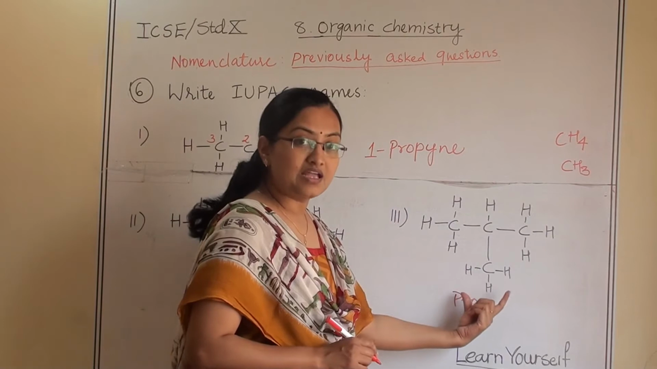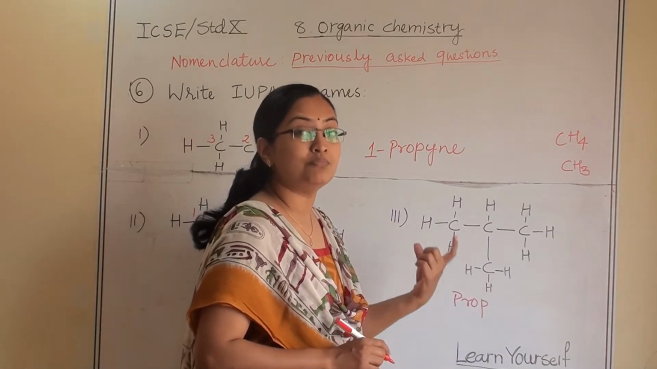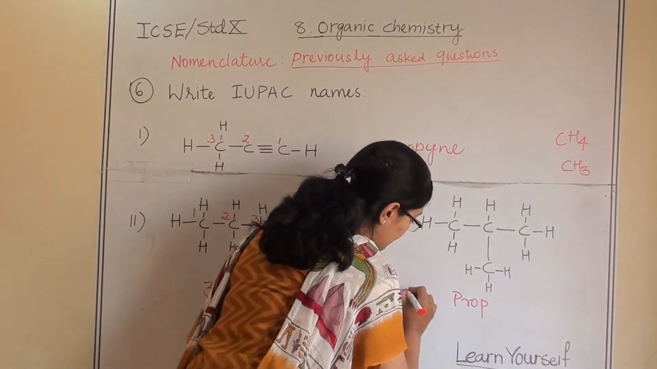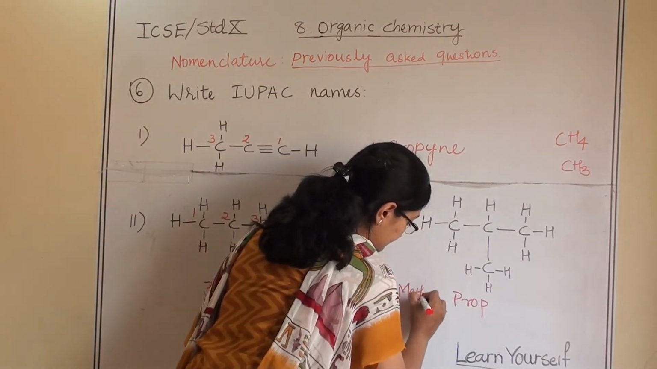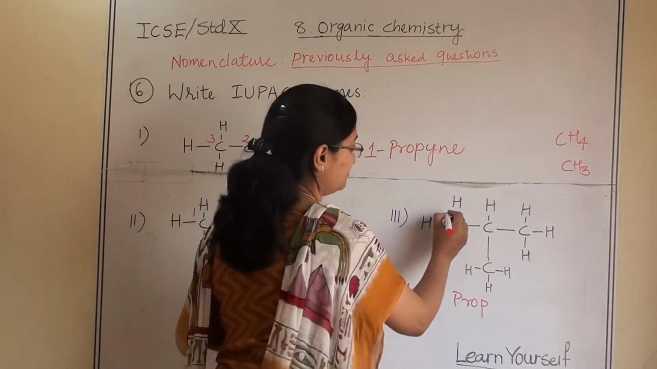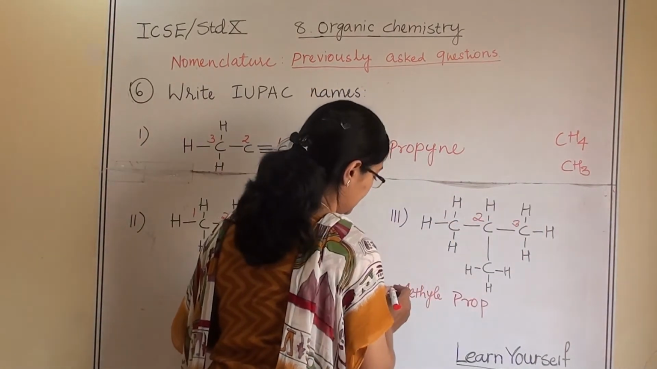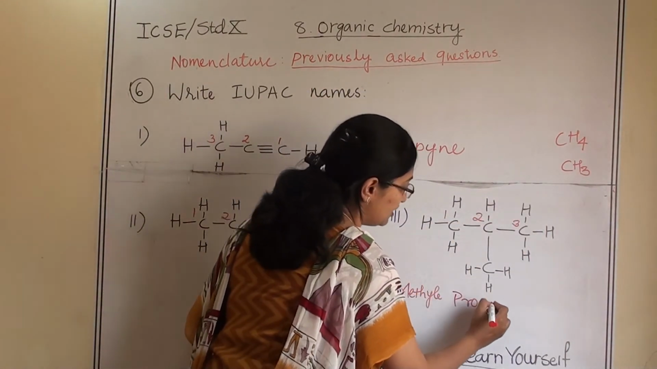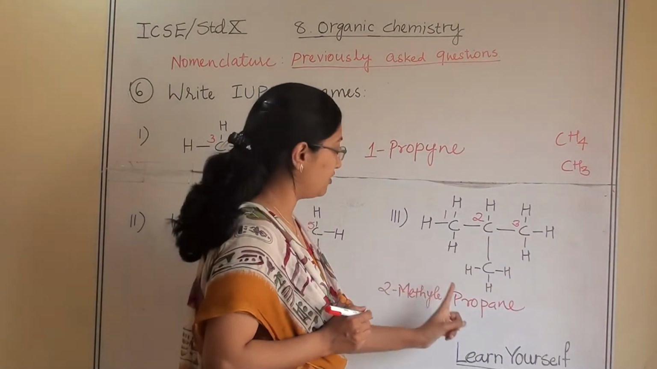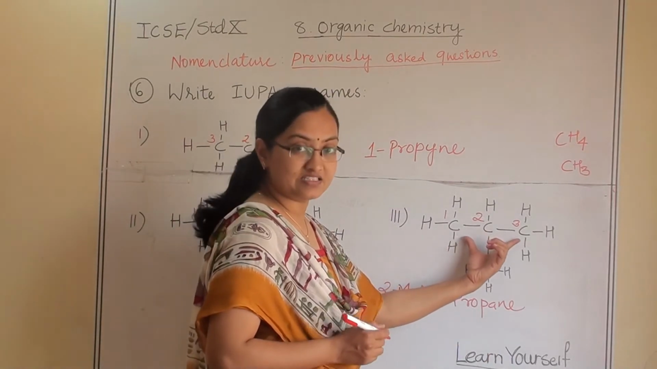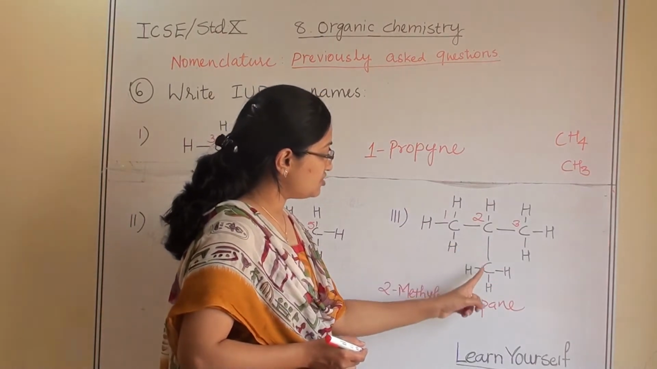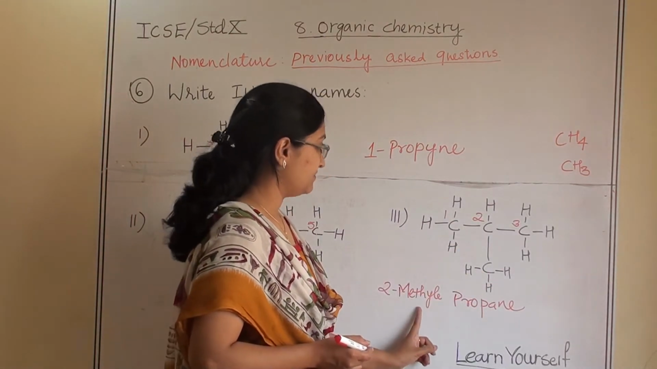So whenever a methyl group is there, we have to write methyl as a prefix. So here I am writing methyl. On which carbon atom? 1, 2, 3. So it is 2-methyl propane, because all are single bonds. So it is propane. It suggests that there are 3 carbon atoms in the chain, and at the second position the methyl group is attached.